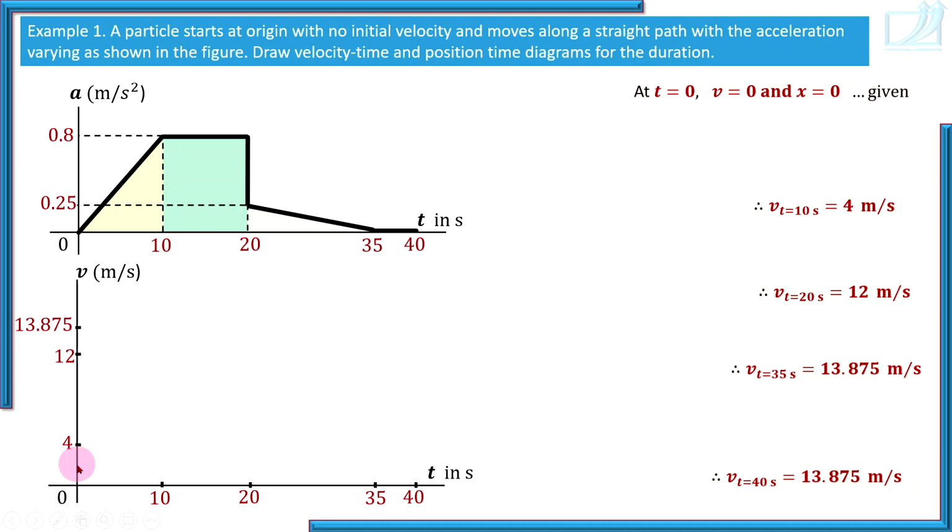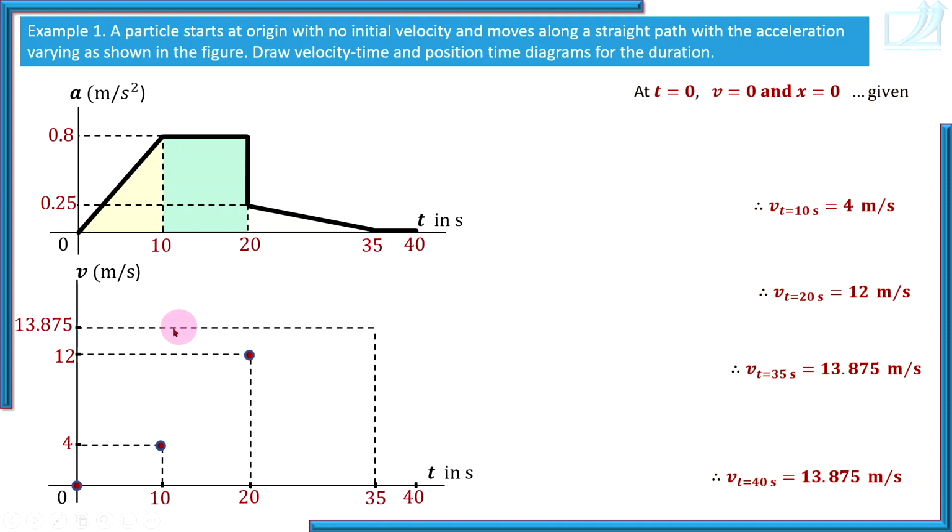to complete the curve. Now at t equal to 0, velocity is 0. I have marked this point. This is one of the points on the curve, on the VT diagram. Now at t equal to 10, v is 4 meters per second. So this is one of the points on the curve. Now at t equal to 20, velocity is 12 meters per second. So this is one more point on the curve.